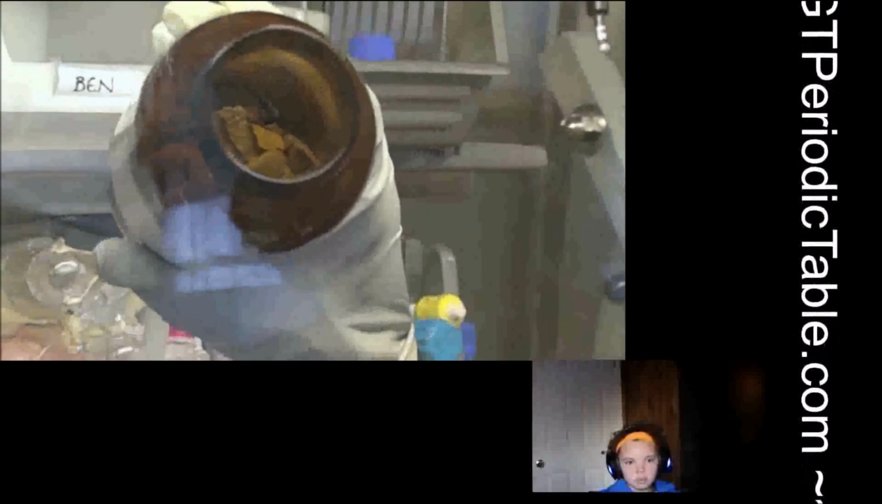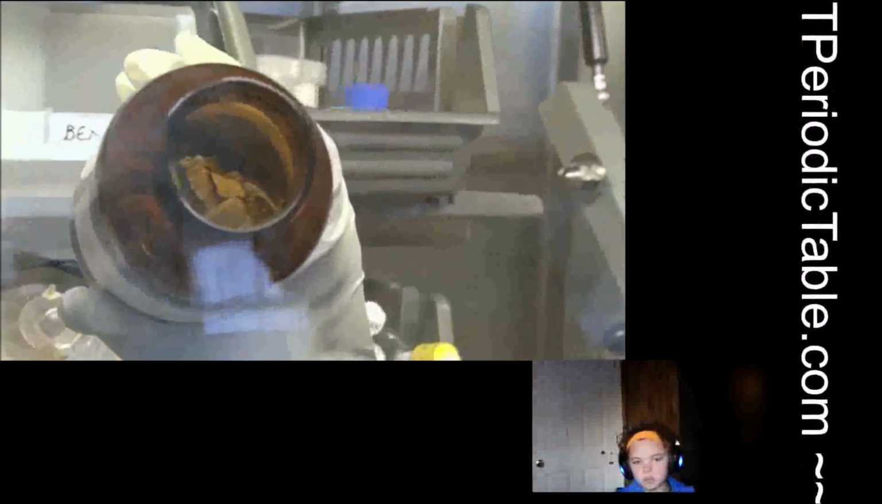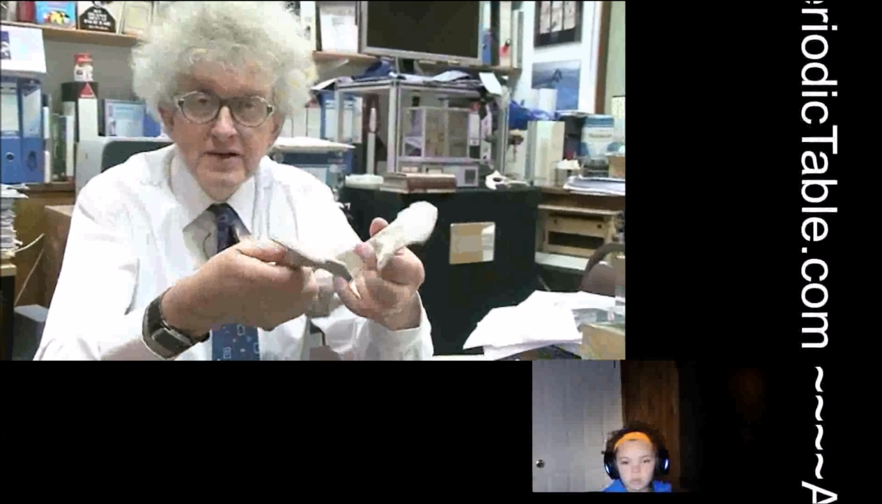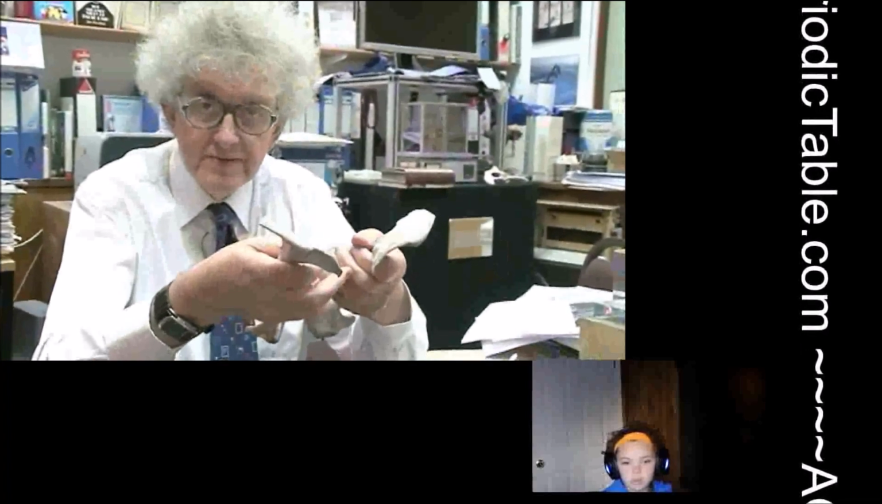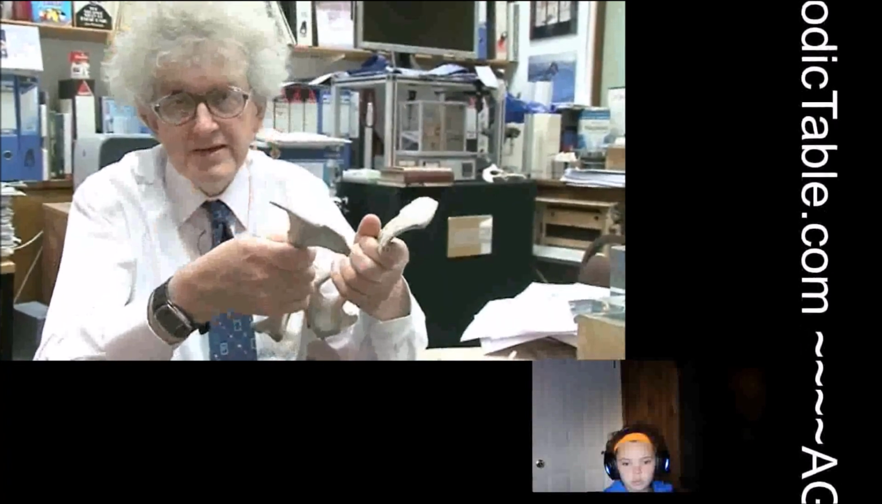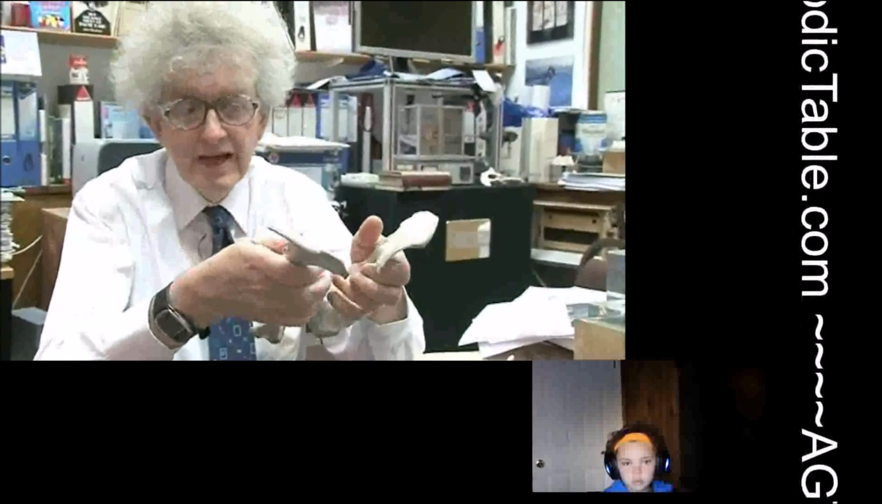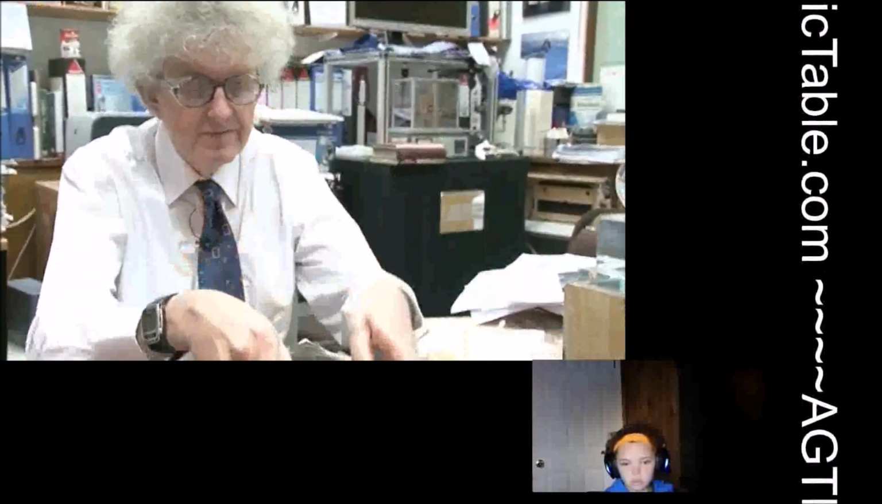So what we have here inside the bottle are turnings of calcium. Calcium is quite hard compared to some of the heavier group 2 elements, so strontium and barium, so it's harder to kind of file. Bones are made from calcium phosphate, mixed with some organic material as well, and they're very strong because of the structure within the bones.